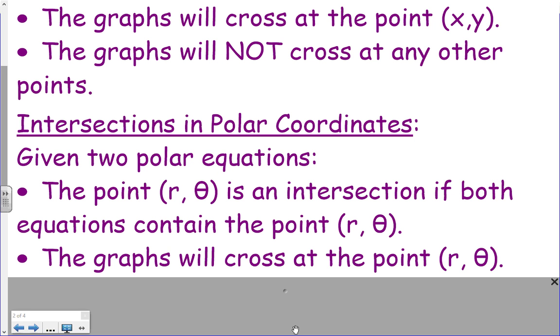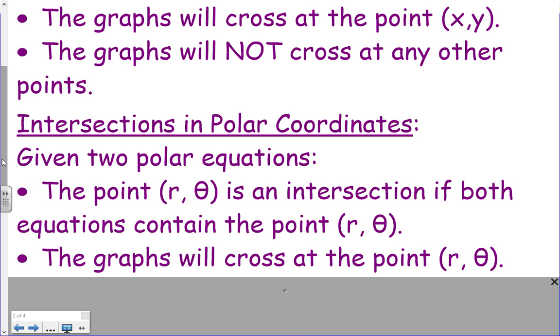When I look at these in terms of polar, though, just because the graphs cross won't necessarily mean that the r and theta value are the same. But I am guaranteed that if it is an intersection, the graphs will actually cross at that point r theta when it is a true intersection.